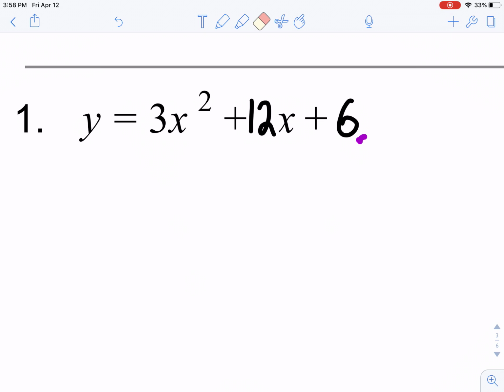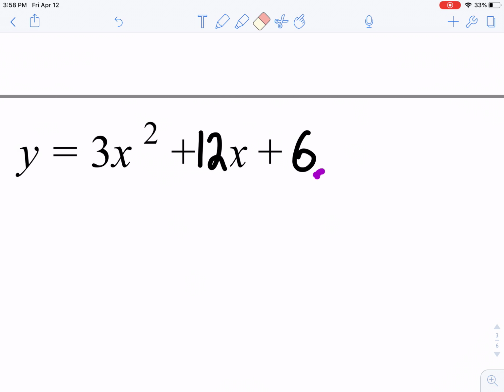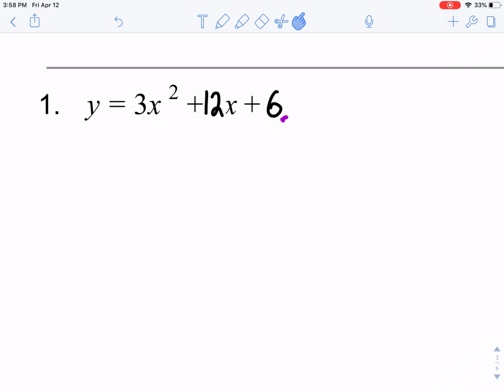Uh-oh, why is it doing that? All right, so now, that's annoying. Okay, whatever.